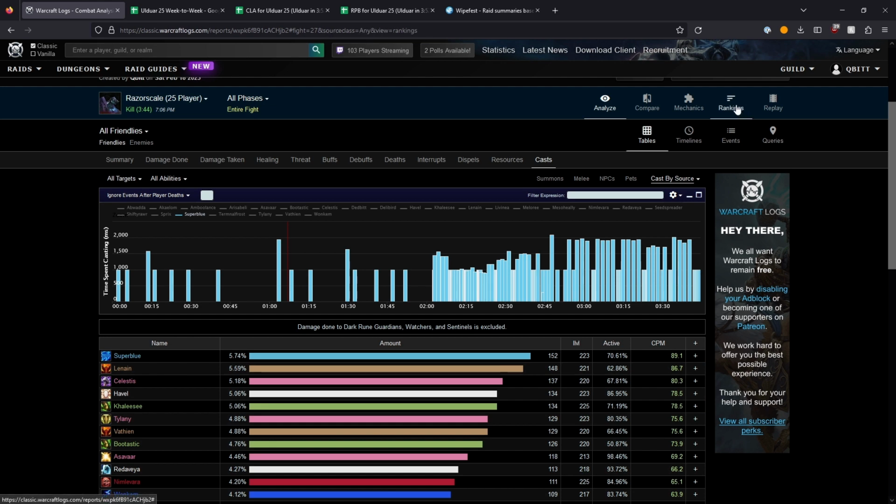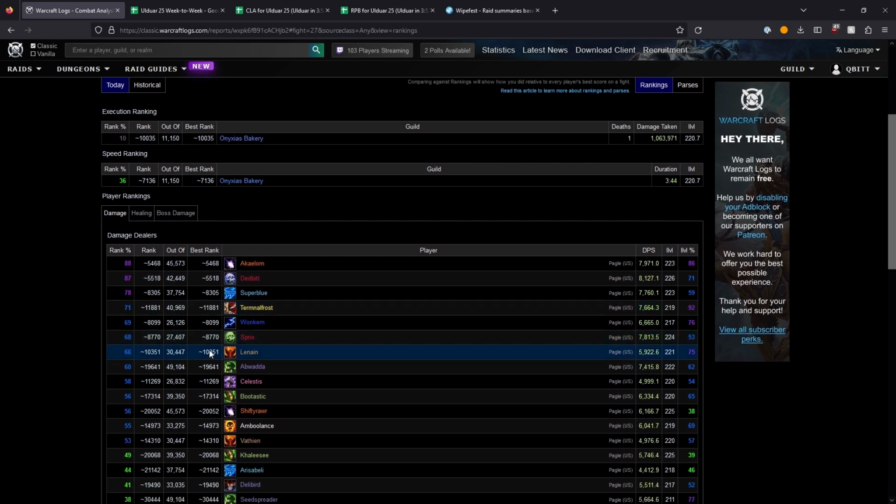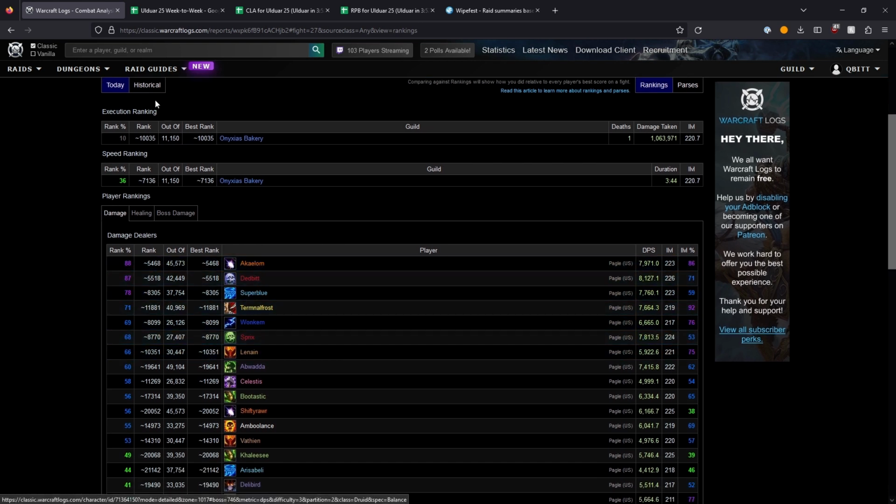The other tab I want to focus on up here is rankings. This essentially shows the parsing information again. It'll show you your rank for this particular fight and then what your best rank has been on this fight. So we can say Akalam had this ranking and that was his best to date on the fight. You can also see this for yourself. You just type in your character name up here, it'll pop up for Pagel, and it defaults to Old Door 25 and shows you all your stuff.